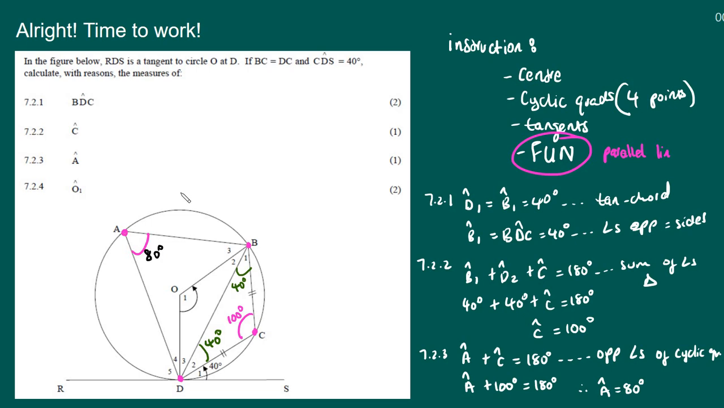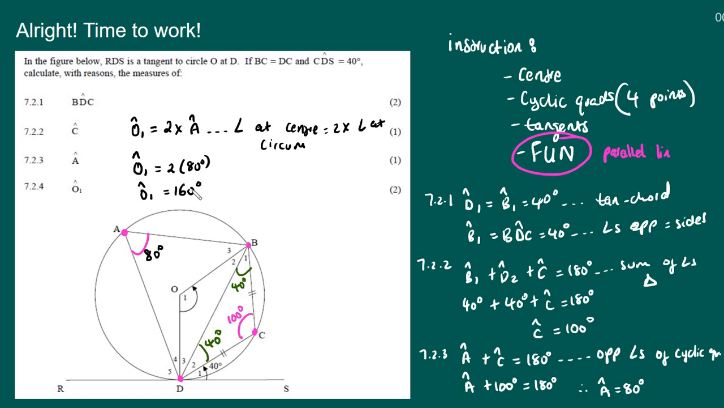Then the last question needed angle O1. How can we get angle O1, guys? We say O1 is equal to 2 times angle A. Then your reason: angle at center is equal to 2 times angle at circumference. Perfect, perfect. Now we are identifying our theorems. Now we don't have O1, but we do know that A is 80 degrees. So therefore that should mean that O1 is 160 degrees. Beautiful.